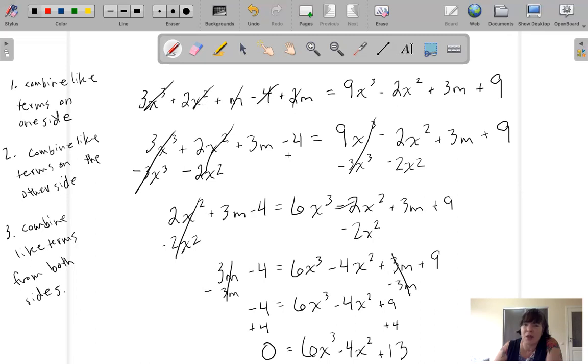These can get pretty long and complicated. But all you do, if you remember these rules, you're going to get it right every time. Combine your like terms on one side. Then combine your like terms on the other side. Then combine your like terms from both sides. And you want one of your sides to be equal to 0.